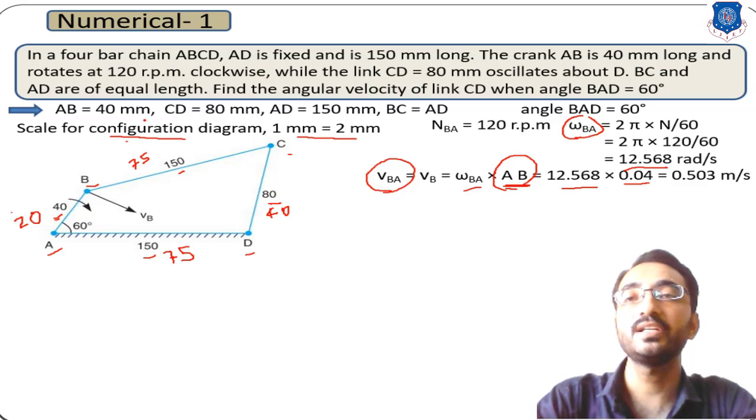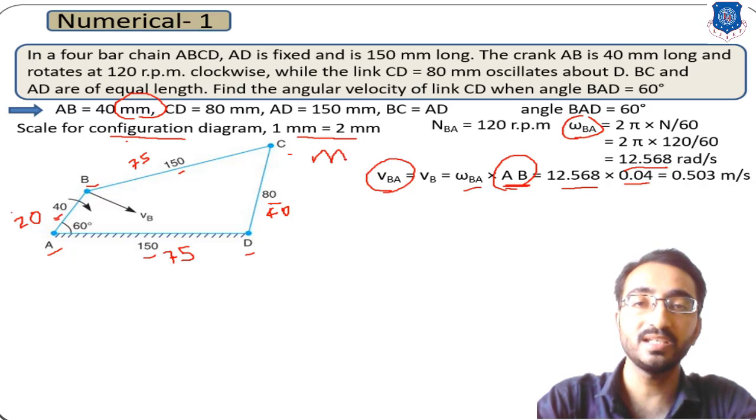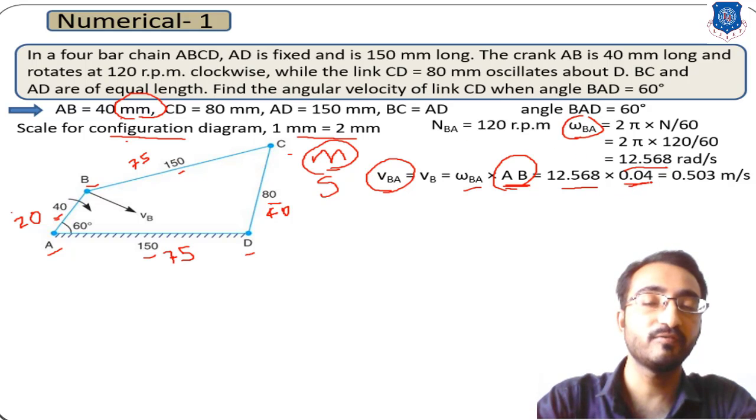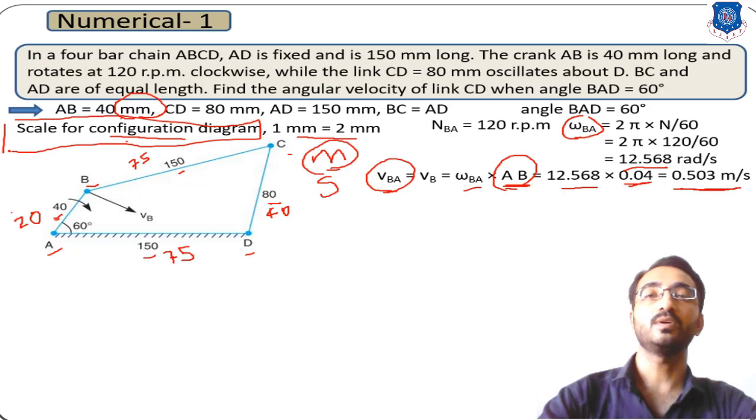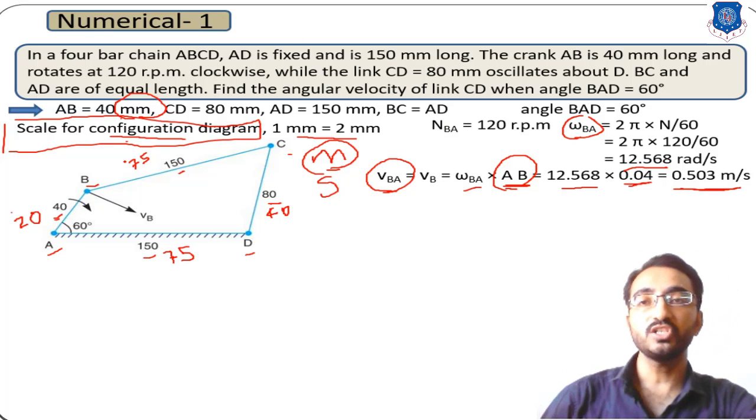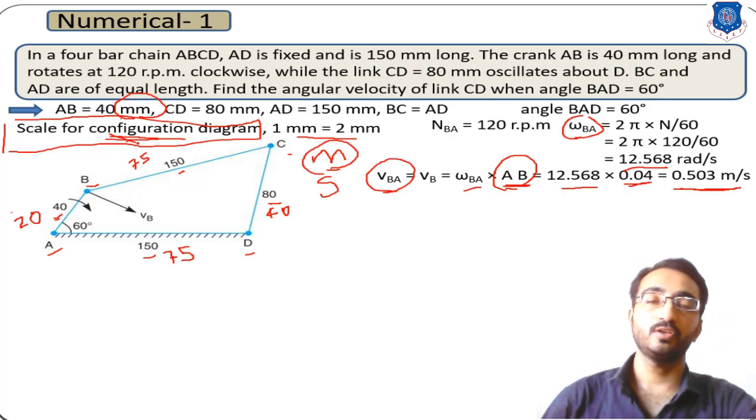Now here the length is given in unit mm. To calculate velocity we will always consider velocity in the unit of meter per second. So to calculate in meter per second you have to convert the dimension from mm. So here it will be 0.05 meter. Okay, so 0.04 into this will give you the linear velocity of point B, that is equal to 0.503 meter per second. Okay, so this is the procedure to sketch the configuration diagram for this mechanism. So by following this procedure you will be able to draw the configuration diagram.